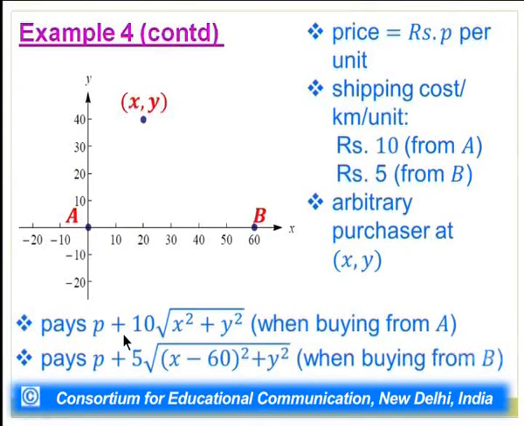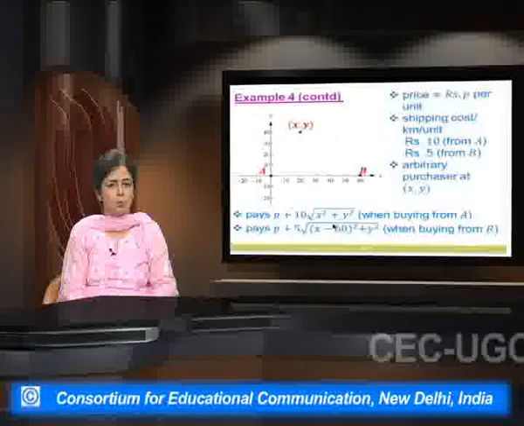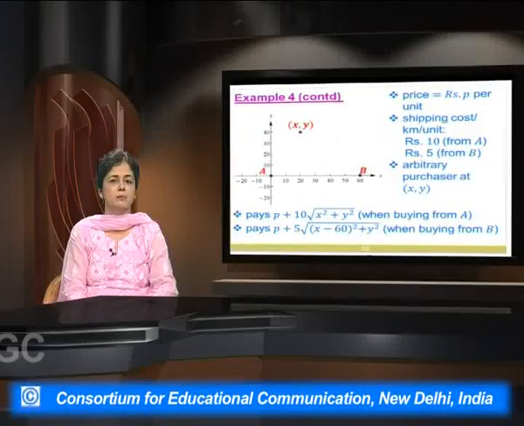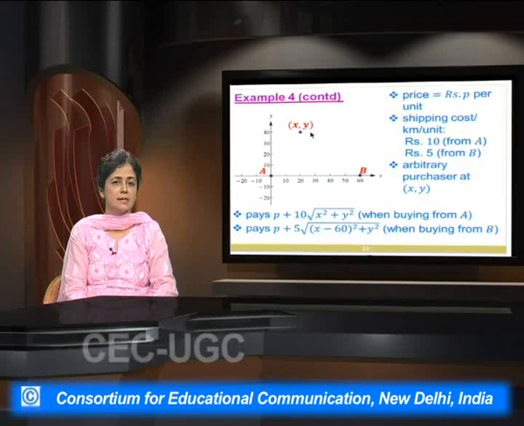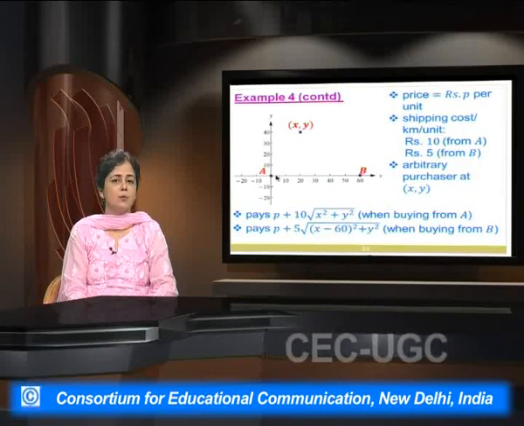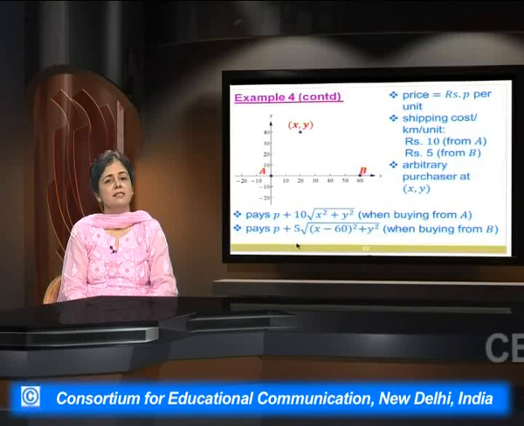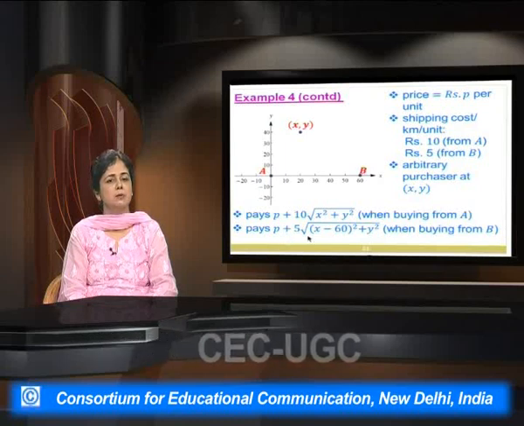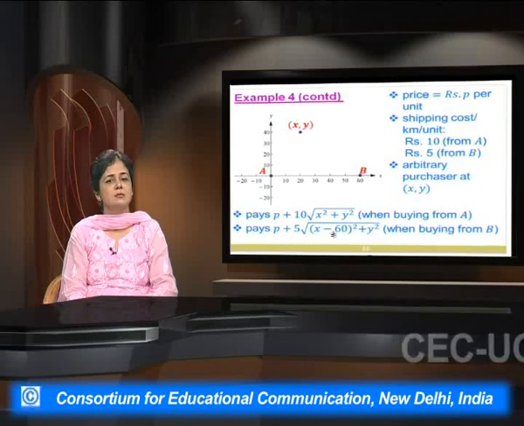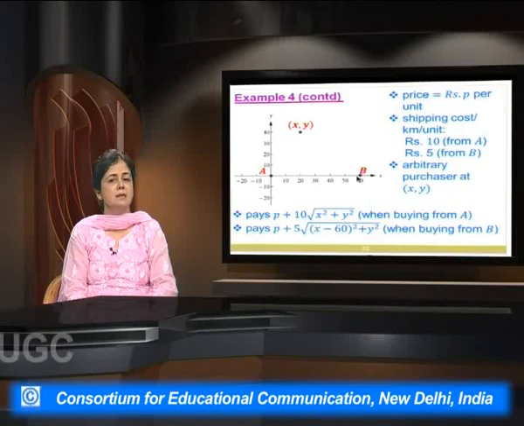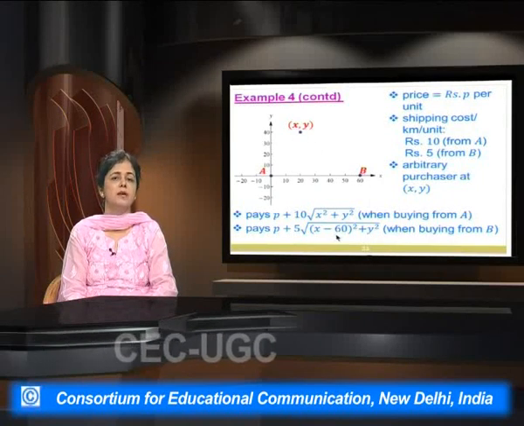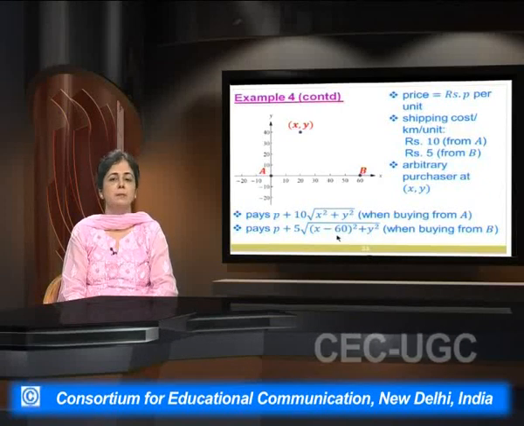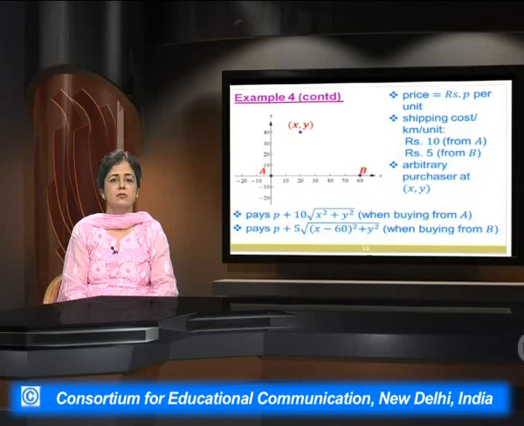So if the customer decides to buy from plant A, he'll have to pay a total price of P plus 10 times square root of x square plus y square, right? Because square root of x square plus y square is the distance between x comma y, where the customer is located, and the point 0, 0. Similarly, if the customer decides to buy from B, then he's going to end up paying a total of P plus the shipping cost, which is 5 times the distance between where the customer is located and plant B, and that distance is square root of x minus 60 the whole square plus y square. So this is to give you a general sense of things.